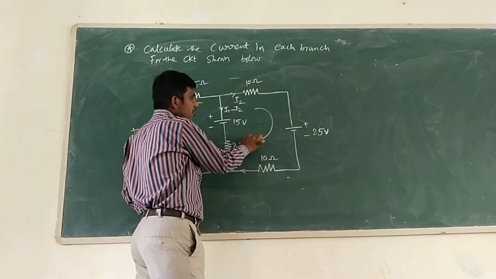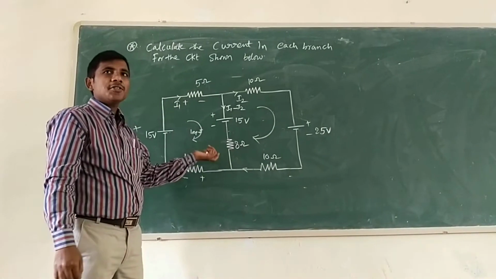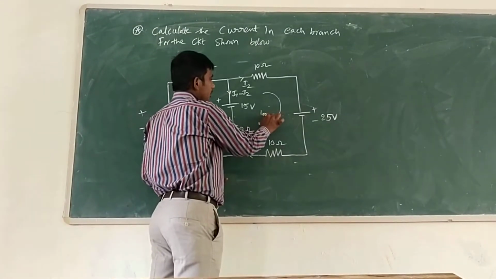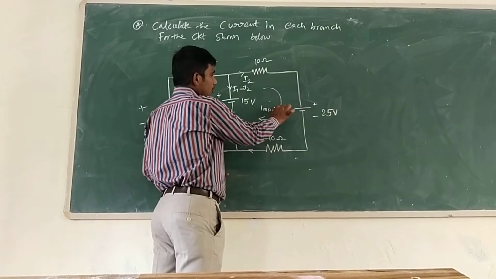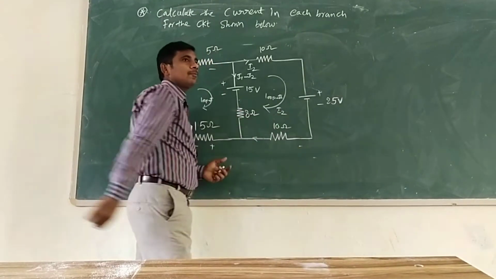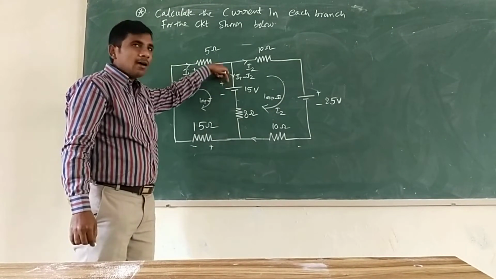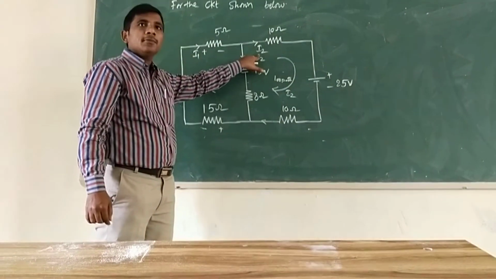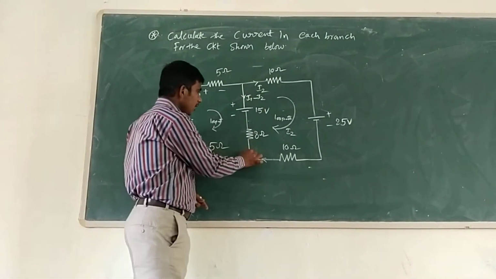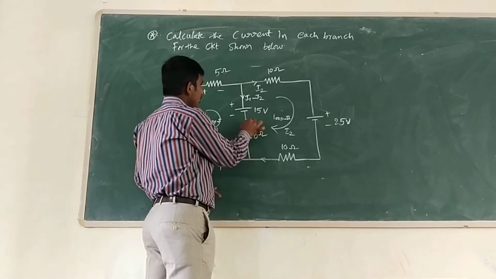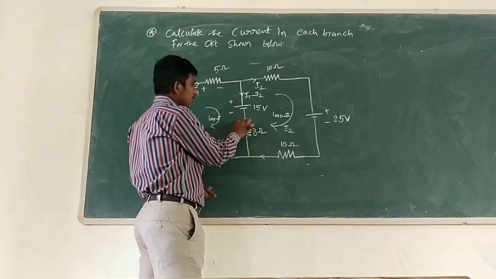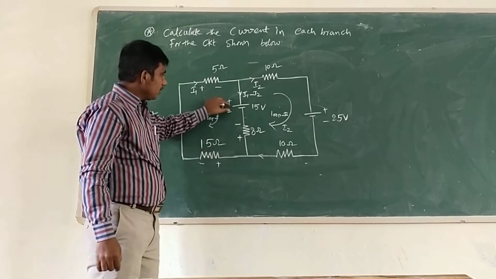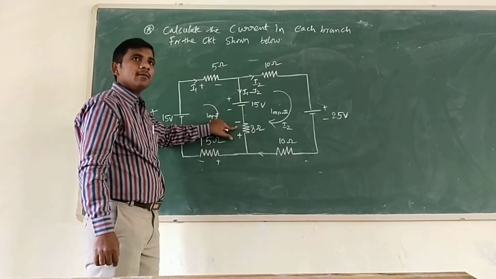This clockwise direction we assume. Whatever the current direction you consider, the same answer we will get. Loop 2 I2 is the current flowing in loop 2. Now this is a common branch. The current flowing in this branch is I1 minus I2. If you consider here, this is plus, it is minus, it is plus. If it is a minus terminal, minus will be there.